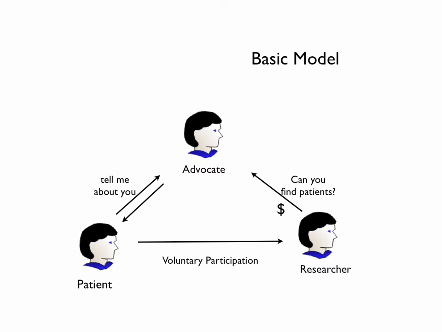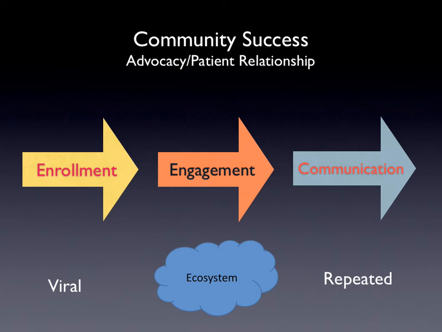Here's the basic business model. The advocate and patient have an interactive relationship where the advocate begins to understand the patient. Others come to the advocate, researchers, etc., asking for particular patients for a study. The advocate sends a message to the patient saying, "You've been asked to participate in a study. If you'd like to, please contact the researcher directly." This is voluntary participation, protecting the patient's confidentiality at all times. For that transaction, the researcher pays the advocate, and that allows a sustainable business model.